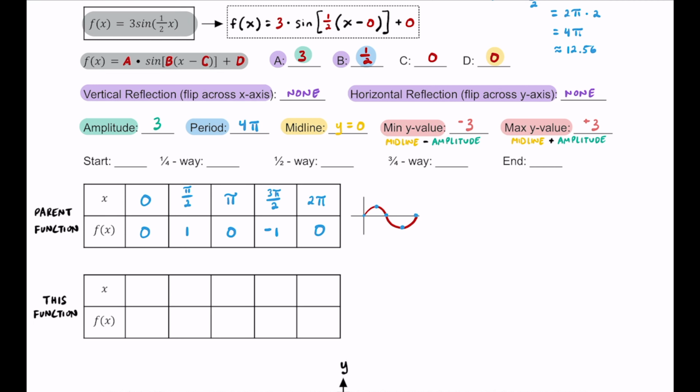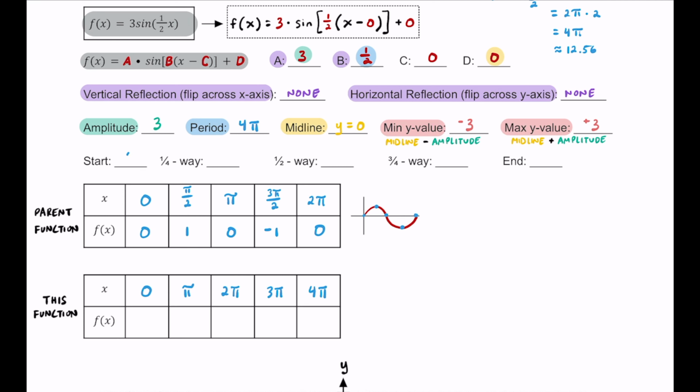So what about this function? Well, the original parent function has a period of 2 pi, but in this particular problem, we have a period of 4 pi. We don't have any horizontal translation, so we're going to start at 0 still, and then end at 4 pi, right? So that's why it's important to know the period. So that means that in the middle of 0 and 4 pi, we're going to have 2 pi. Between 0 and 2 pi, we're going to have 1 pi. And then between 2 pi and 4 pi, we're going to have 3 pi.